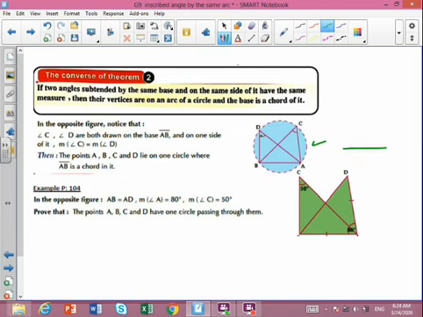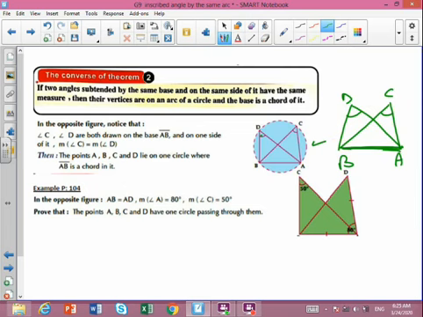If I have a base AB and I draw angle C and angle, for example, D, and measure C equals measure D, then the points A, B, C, D lie on one circle. All four points will lie on the same circle, and AB will be a chord in it. Okay, but the two angles must be on the same side of this chord, not on different sides.